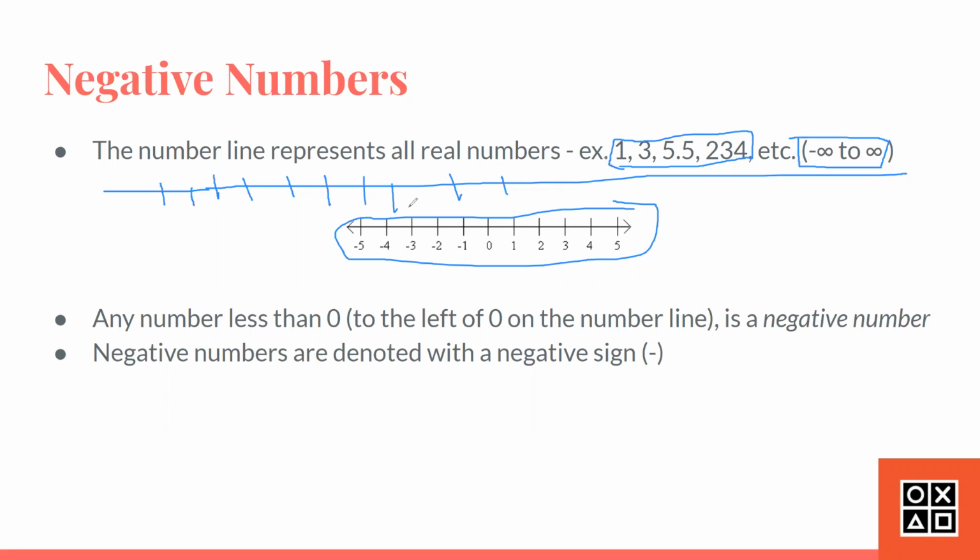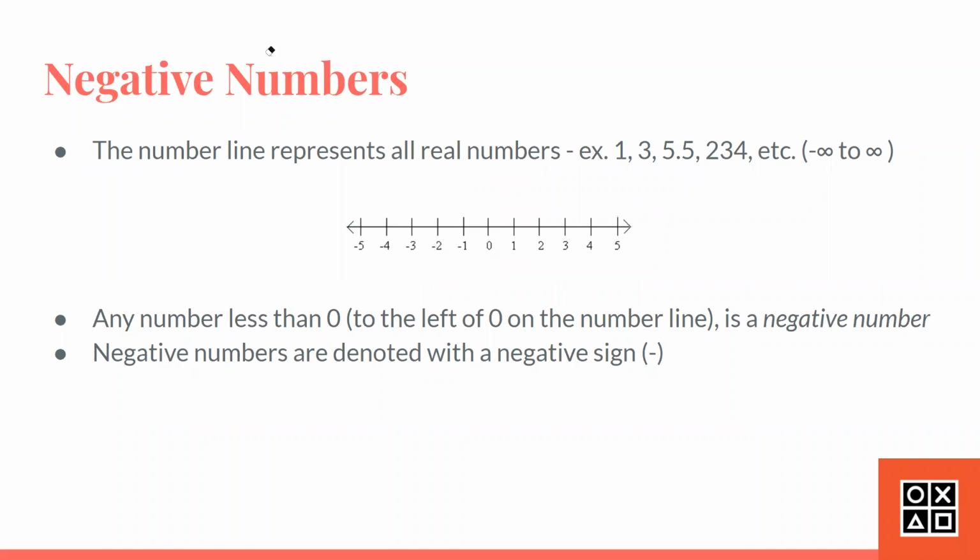Negative infinity, that means that from 0 to the left, it can go negative infinity, and then from 0 to the right, it can go infinity amount. So if you look down here, any number less than 0, to the left of 0 on the number line, is a negative number. Anything to the left is negative. Anything on the right would be positive. Negative numbers are denoted with a negative sign, just like the subtraction sign.